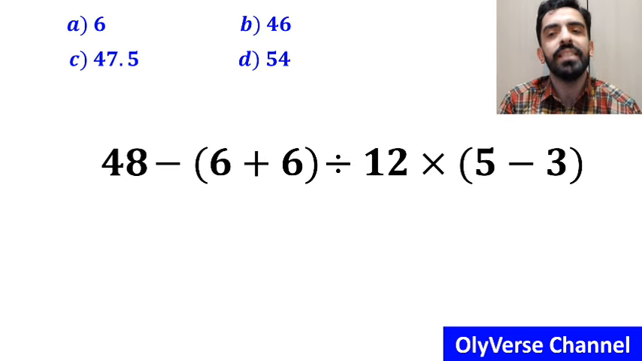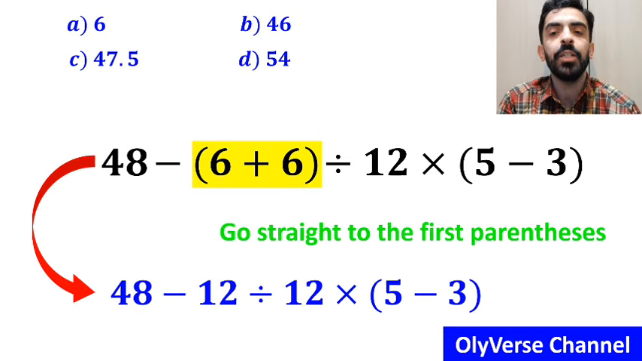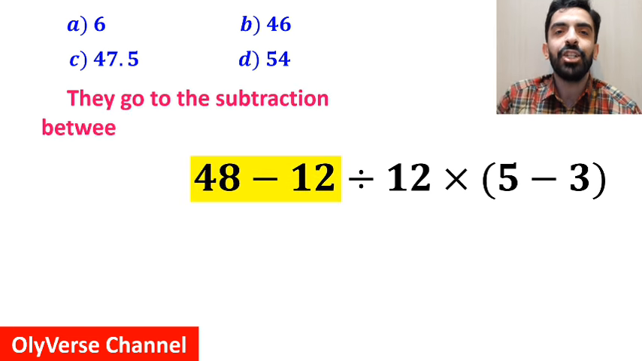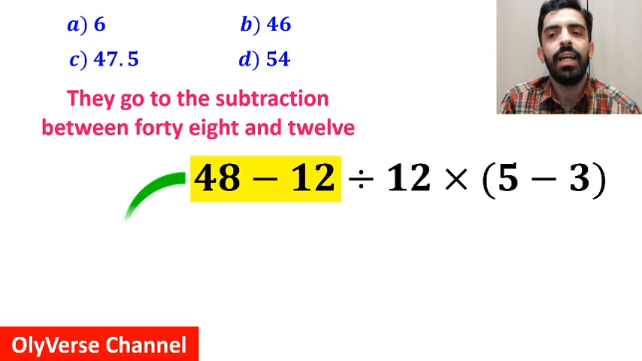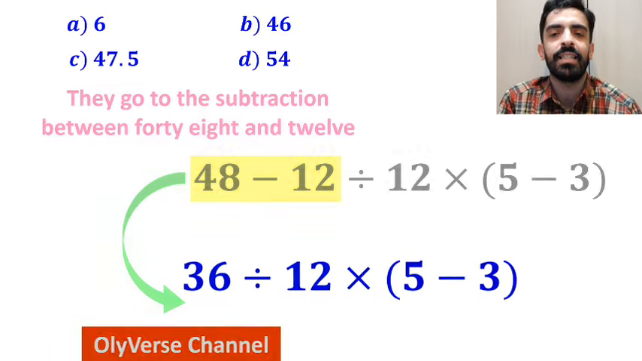Many people, when solving this question, go straight to the first parenthesis and simplify this expression to 48 minus 12 divided by 12 times (5 minus 3). In the next step, they go to the subtraction between 48 and 12 and simplify this expression to 36 divided by 12 times (5 minus 3).